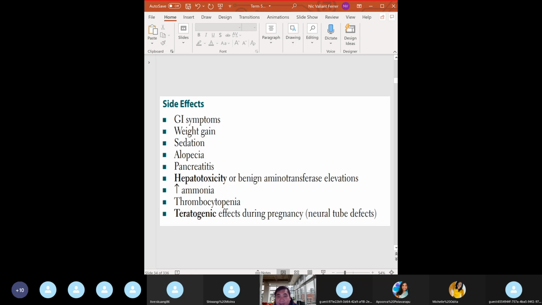Side effects, of course, GI, weight gain, alopecia, pancreatitis, and hepatotoxicity. Question, guys. Since we're talking about hepatotoxicity, hopefully you're not getting sick and tired of my questions, right? You're not leaving the chat, right?